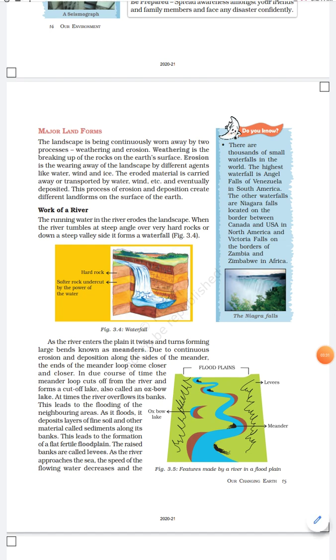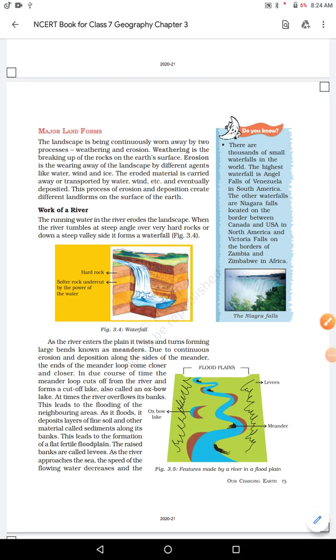Now let me read this box. There are thousands of small waterfalls in the world. The highest waterfall is Angel Falls of Venezuela. Venezuela is a country located in South America. Other waterfalls are Niagara Falls, located on the border between Canada and USA in North America, and Victoria Falls on the border of Zambia and Zimbabwe in Africa. This is a picture of Niagara waterfall.